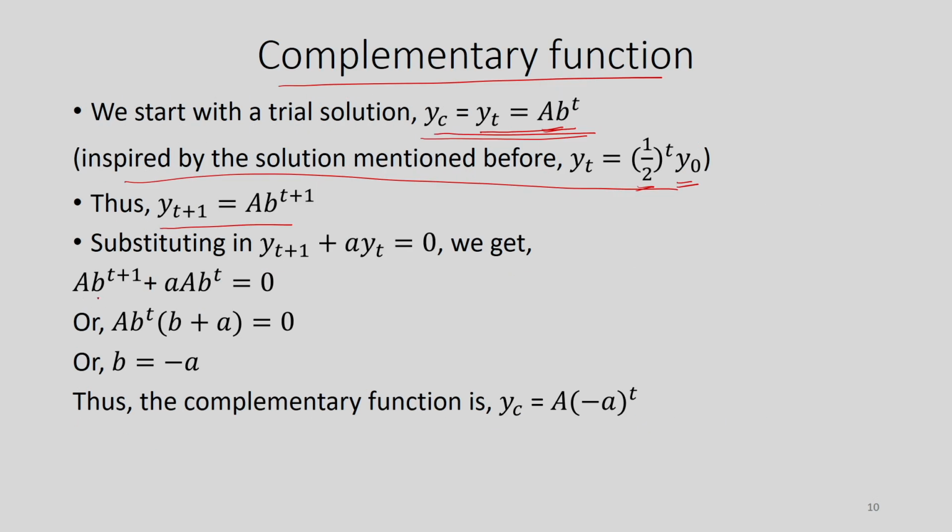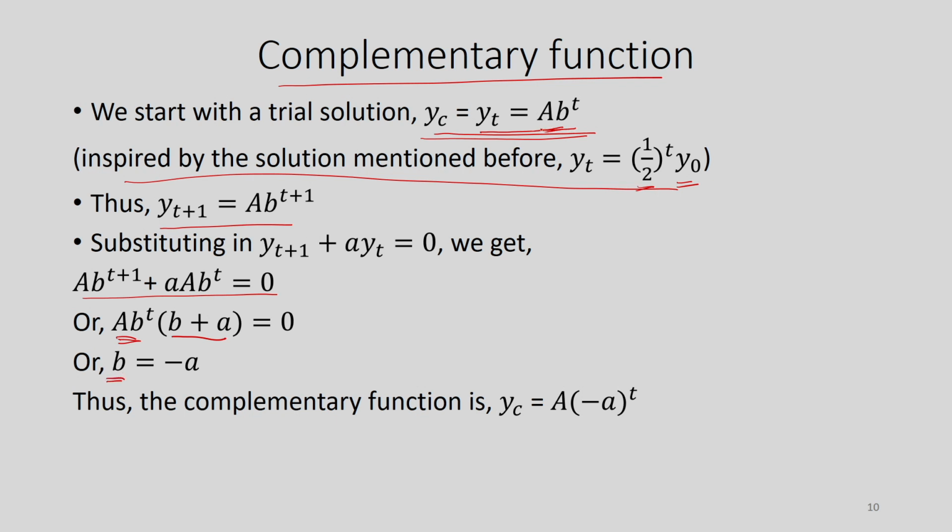Now, if I do that, then I get this, and I can take A b to the power t common on the left hand side. So, within the brackets I will get b plus a, and the whole thing will be equal to 0. Now, A b to the power t is not equal to 0. I am assuming b and A are not 0. So, the other possibility is that this part is 0, b plus a is equal to 0, and that gives me the solution for b.